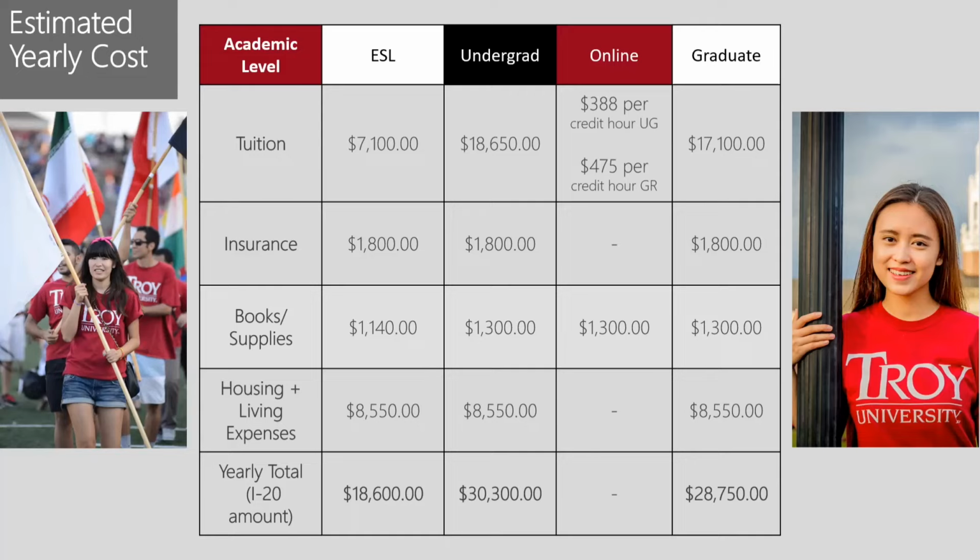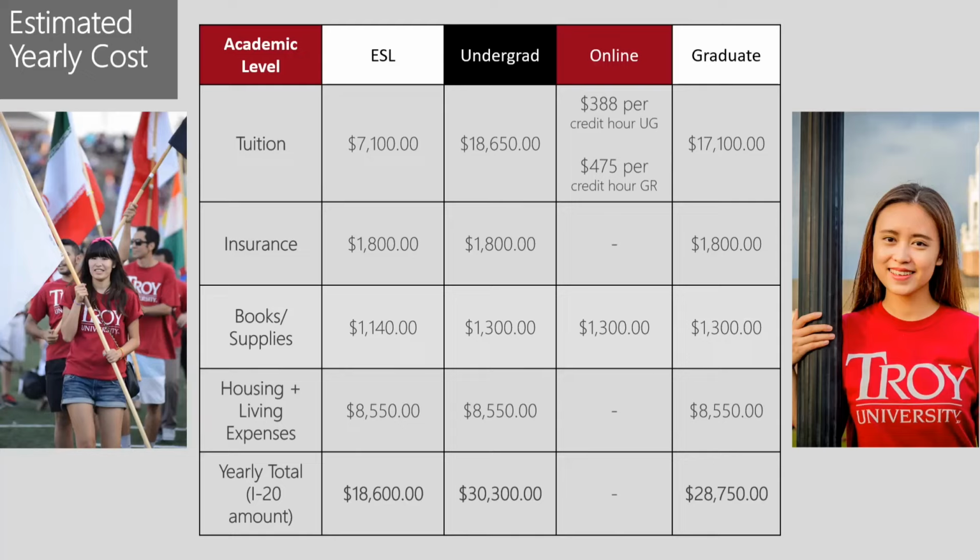For undergraduate students, the total I-20 amount is $30,300 US. And for graduate students, the total I-20 amount is $28,750 US. That amount breaks down based on, again, tuition and then housing, living expenses, as well as book supplies and insurance. Insurance is provided through Troy University. Insurance with outside sources is not an option. We only provide insurance through university sources.